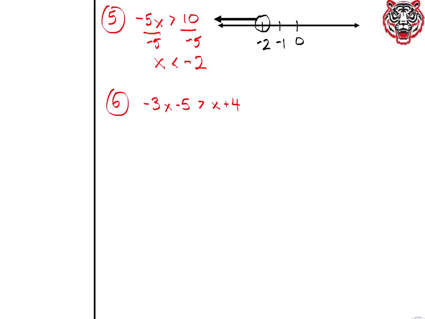You add 3x to the other side. You want to do the same thing. Daisy, do you agree we should add 3x to the other side? Okay, let's add 3x to the other side. So now our equation becomes -5. Is it still greater than or is it less than now? It's greater than. We didn't multiply or divide by a negative.